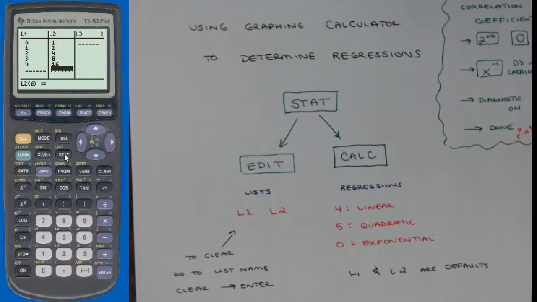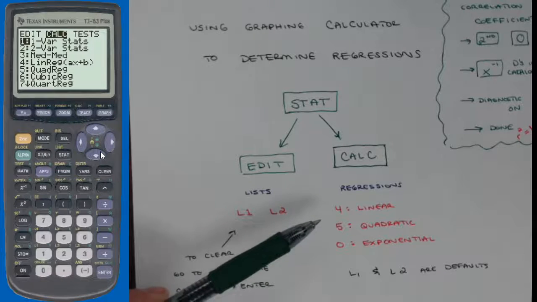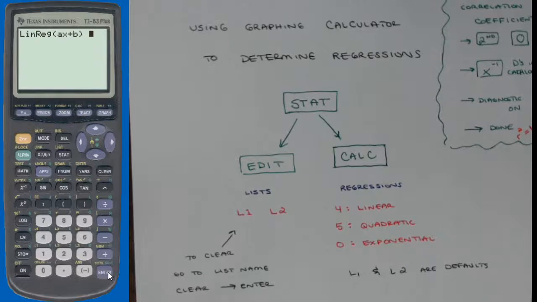So let's hit stat and go over to calculate. And notice, and I have it listed here, option 4 is your linear regression. Option 5 is your quadratic regression. And then if you go down to option 10, it says a 0, but option 10 is your exponential regression. So let's choose option 4. Just hit enter to select it.